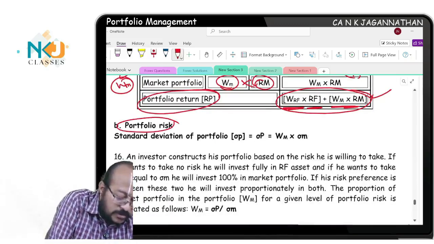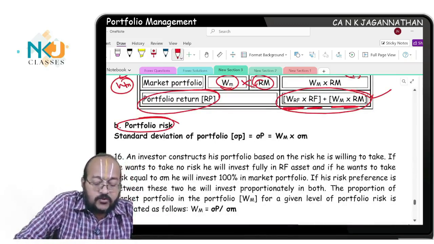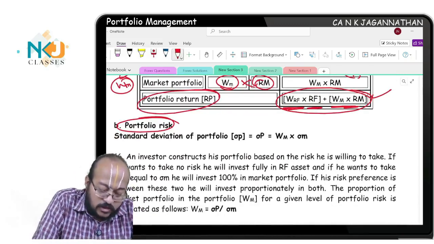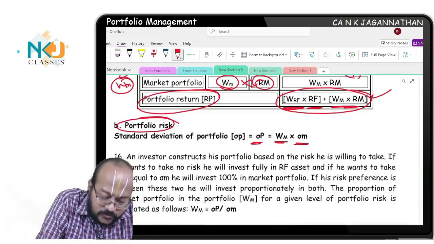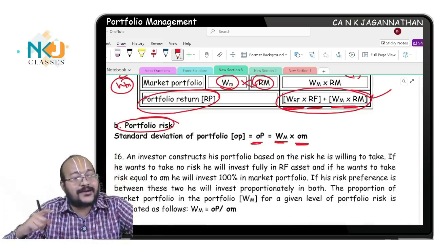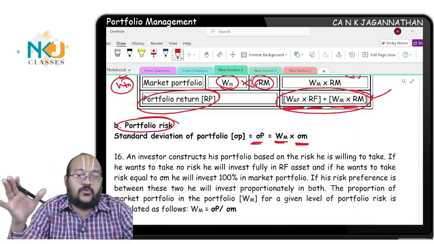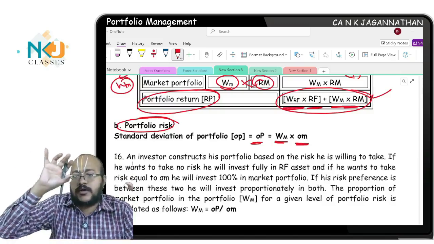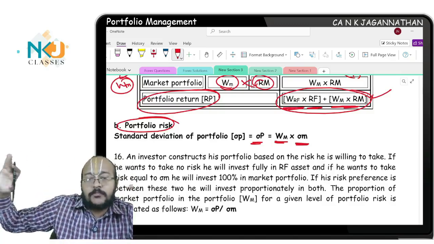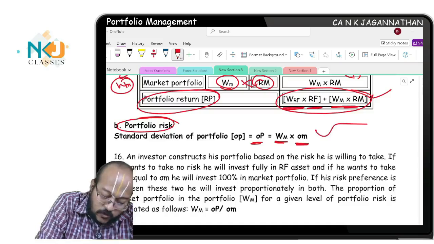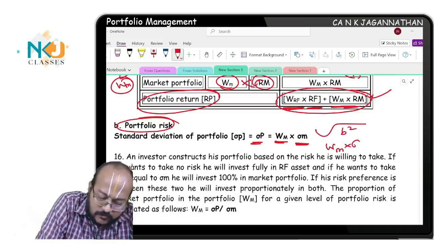Now, portfolio risk, what is portfolio risk? Again, here also you need to understand. Portfolio risk is nothing but weight of market into sigma M. Why? Same thing. The correlation between the market and the risk-free asset will be 0, and anyway the risk-free asset standard deviation will be 0, so the A square term vanishes, the 2AB term also vanishes, and only B remains. That is the square root of B square, which is nothing but B, WM into sigma M.